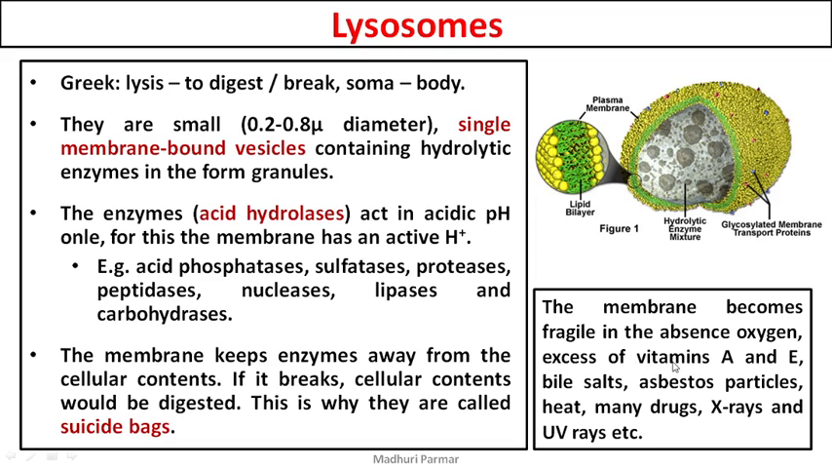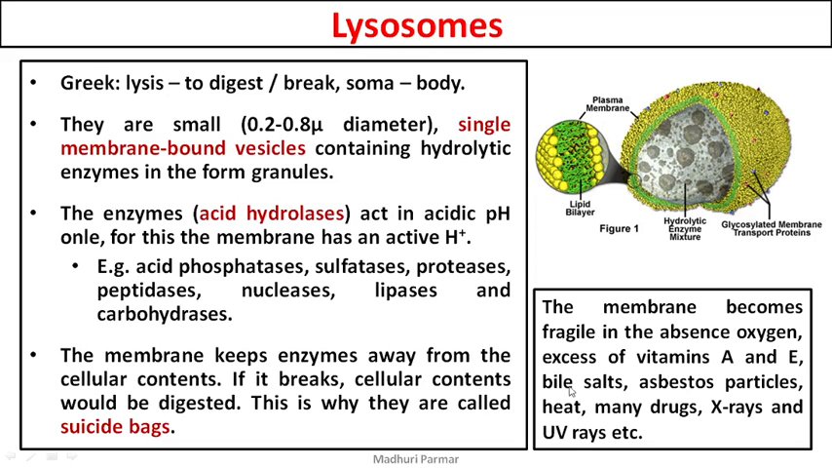Then in excess of vitamin A and E. When you study vitamins, you should know that the lipid soluble vitamins, which are K, E, D and A, should never be taken in excess. They have a limit. If you take a lot of vitamin A or a lot of vitamin E, it causes toxicity. So this is what happens when you take excess of vitamin A or E. It makes these membranes fragile.